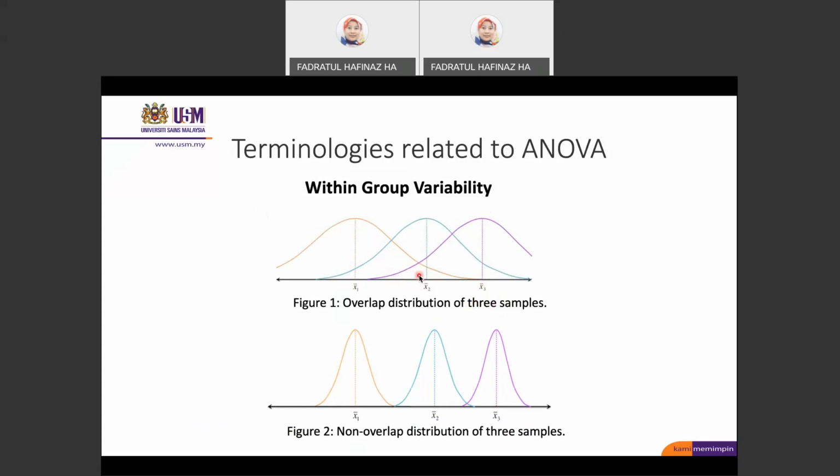Now, consider another distribution, figure number 2. Another distribution of the same 3 samples but with less variability, as shown in figure number 2. Okay? Non-overlap. Although the means of the samples are similar to the samples in the above image, they seem to belong to different populations. Such variation within a sample is denoted by within group variation.